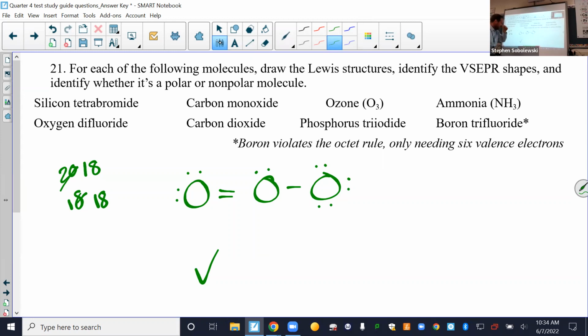Our VSEPR shape, let's count our electron domains. 1, 2, 3. I see a double bond, which counts as 1. I see a single bond, and I see a lone pair. That's 3 electron domains. How many of those electron domains are bonding pairs? 2 of them. And maybe I shouldn't use the word pairs because the double bond isn't a pair, but we have 2 bonds, a double bond and a single bond, and we have 1 lone pair. So it's 2 bonding regions and 1 non-bonding region. So looking at your chart, where do we have 3 electron domains, 2 of which are bonding and 1 is non-bonding? The answer is bent.